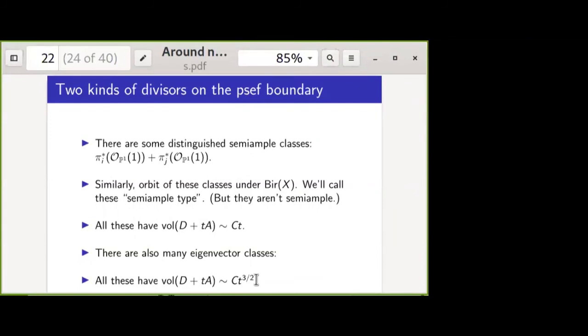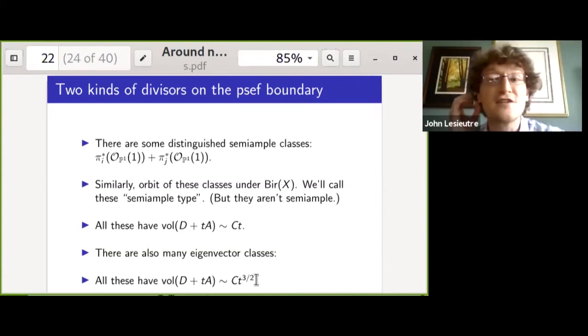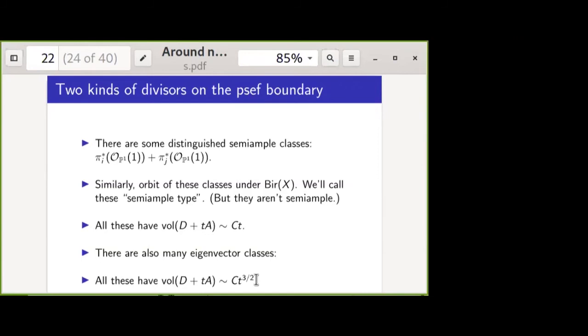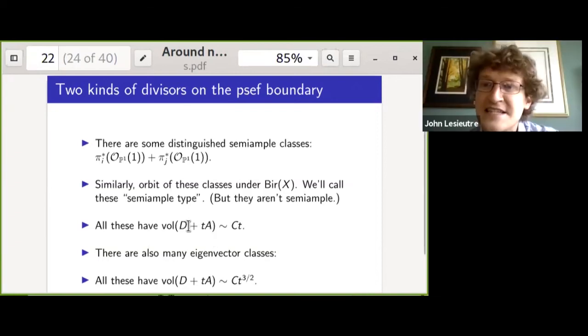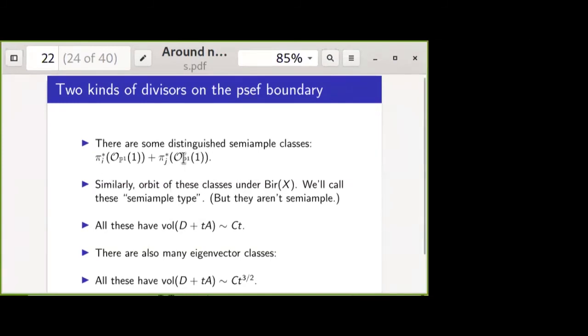Sorry, go ahead. What is Bir X? That's the group of birational automorphisms. And in this case, it's just generated by those 4 involutions. Okay, and what is D? Here, D is anything that's in the orbit of these divisors under birational automorphism of X. So if D is semi-ample type, it's a form of the semi-ample class above. Yes, that's right.